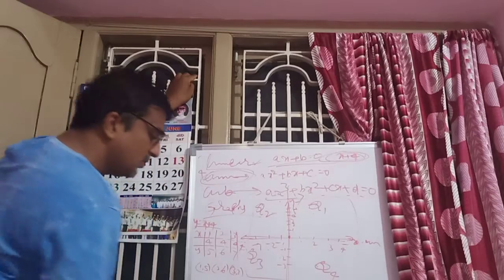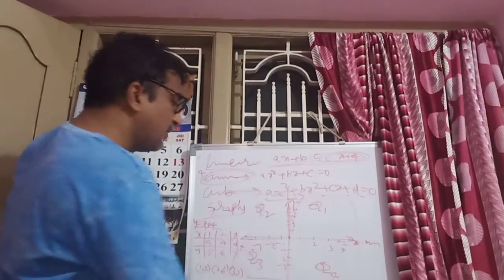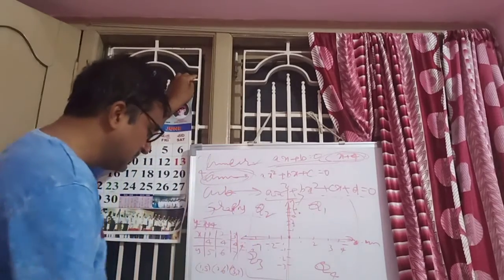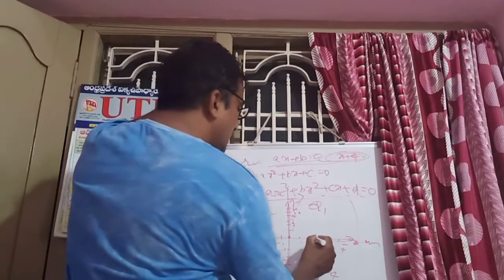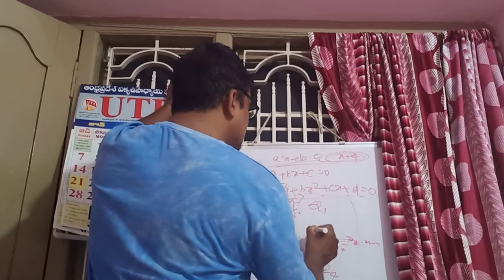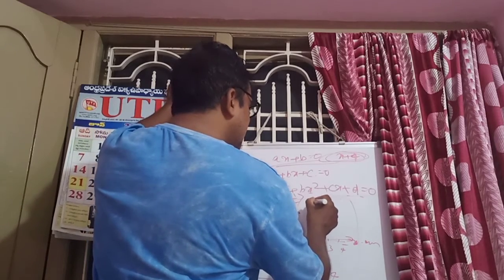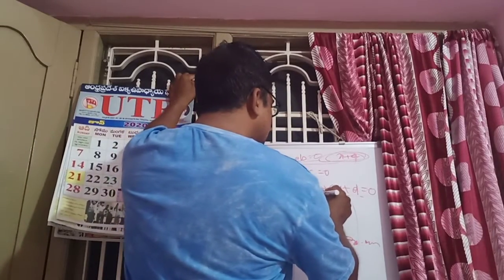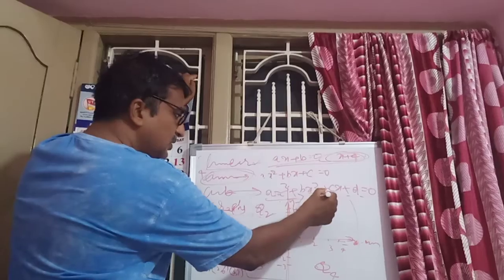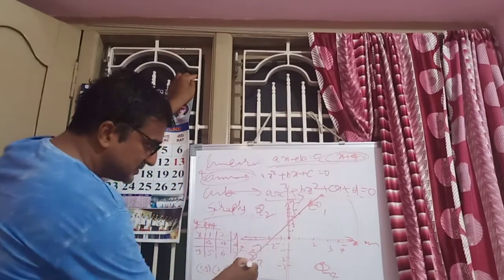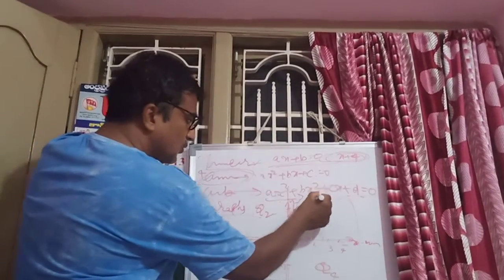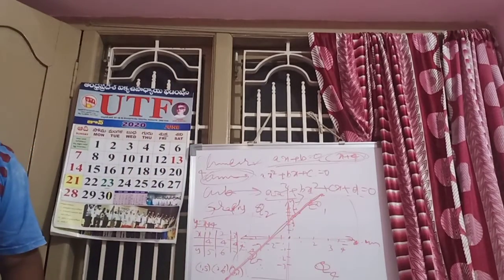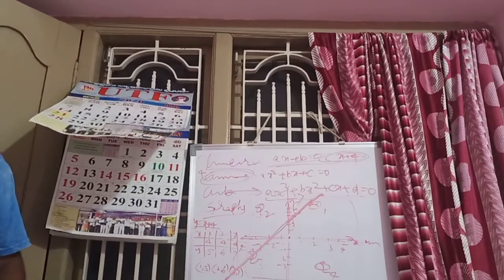Very good. Okay. 1, 5. This is 1, 5. 2, 6. This is 2, suppose here 6. 2, 6. 3, 7. This is 3, 7. You can join these 3 points. What is this? A straight line. So therefore a linear polynomial represents a straight line.